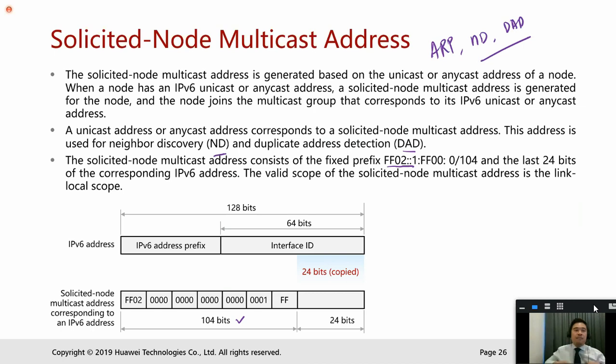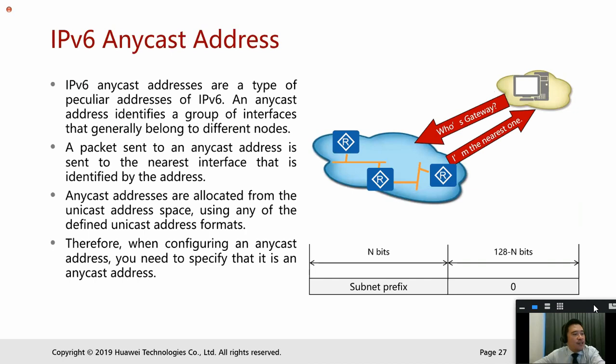So they're using this multicast address. And the last one over here is the IPv6 anycast addresses. Anycast is a type of address in IPv6. An anycast address can be any address that you use inside your IPv6 network. An anycast address identifies a group of interfaces that generally belong to different nodes. A packet sent to the anycast address is sent to the nearest interface identified by the address. I will send to the nearest one.